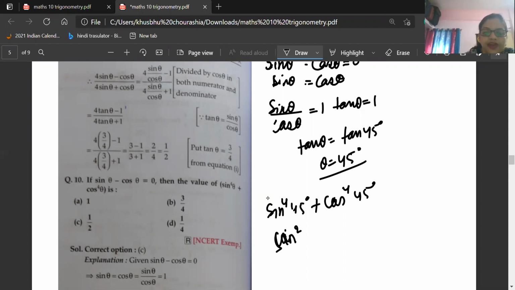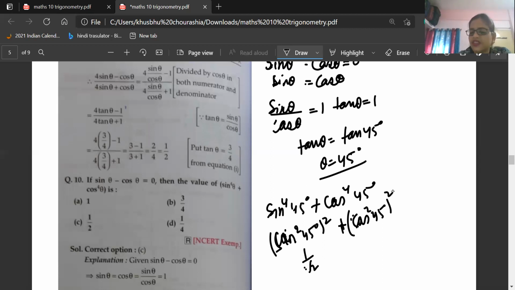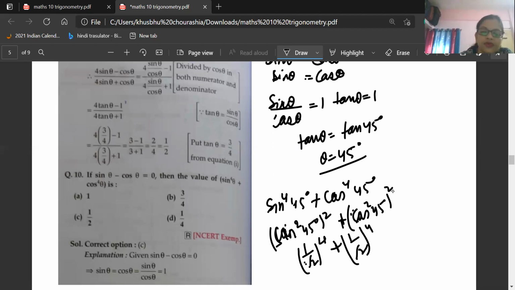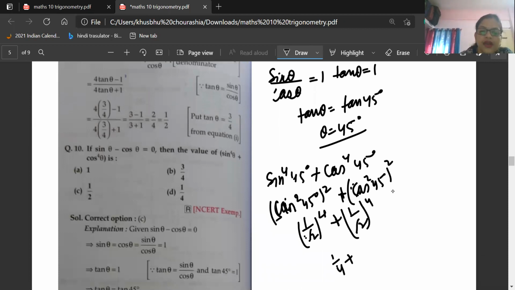sine square 45 degrees, with 2 and 2. 4 we can write as 2 inside and 2 outside. Here cos square 45 degrees, outside it will be 2. So sine 45 degrees is 1 by root 2. So it is (1 by root 2) to the power 4 plus (1 by root 2) to the power 4. So it will come 1 by 4 plus 1 by 4, that is 2 by 4. So that will come as 1 by 2. So the correct answer is option C.